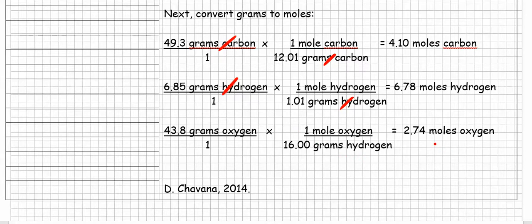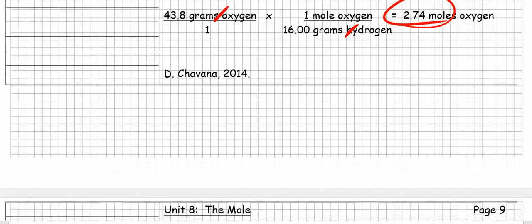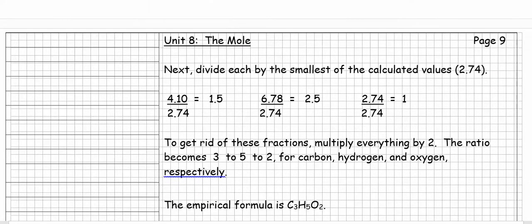You remember what the next step was? We'd look to see which is the least of these 3. It's this one right here, the 2.74. And we're going to divide everything by that 2.74, right? And when we do, we get 1.5, 2.5, and 1.